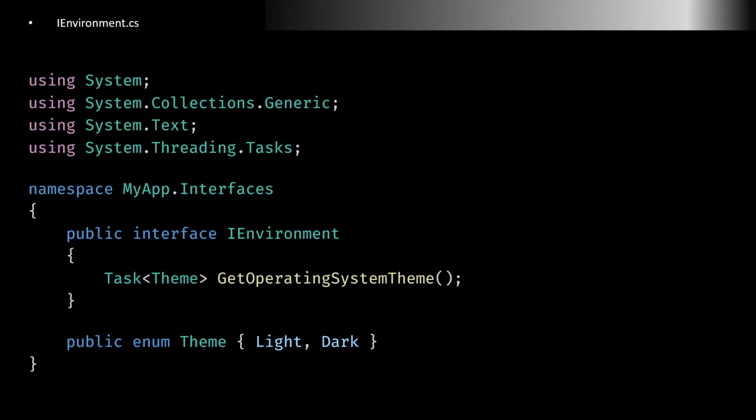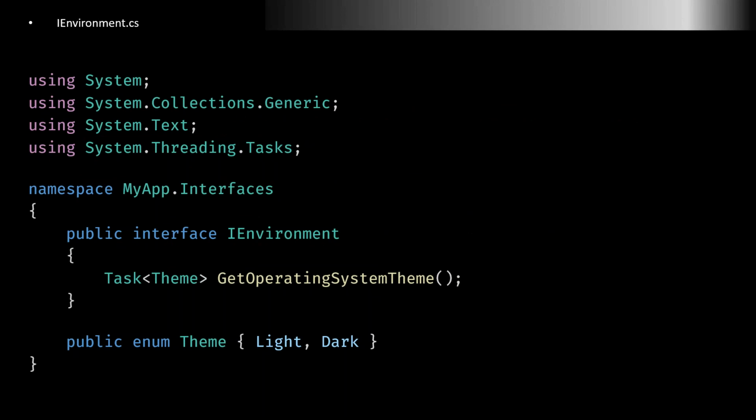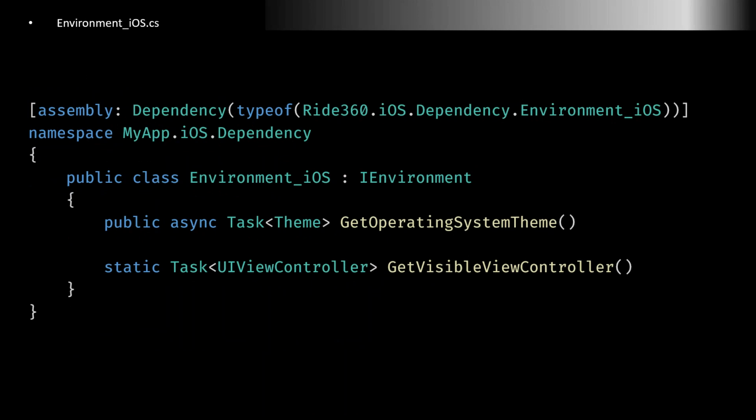So here's our interface. Sorry, a little too fast. We have an interface called IEnvironment, and it has a method that will return a task of Theme called GetOperatingSystemTheme. And Theme is defined as light and dark. On the platform side in iOS, the implementation of that interface is going to have two methods: GetOperatingSystemTheme, and then GetVisibleViewController, which is something that GetOperatingSystemTheme will need. And we'll go into that when we go into our demo.